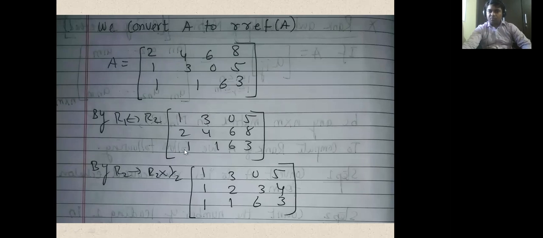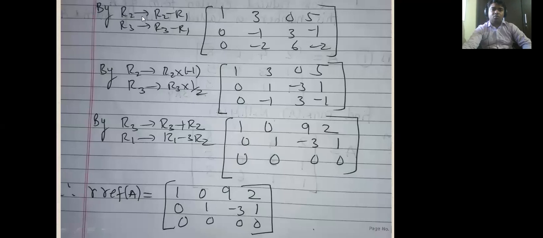But what next we can do is, I observed that this R2 is a multiple of 2. So get rid of that 2 and cancel that 2. Multiplying by 1 by 2, I'll get 1, 2, 3, 4. This is the matrix I got. Now I'll make this entry and this entry 0, by the R2 operation and R3 operation.